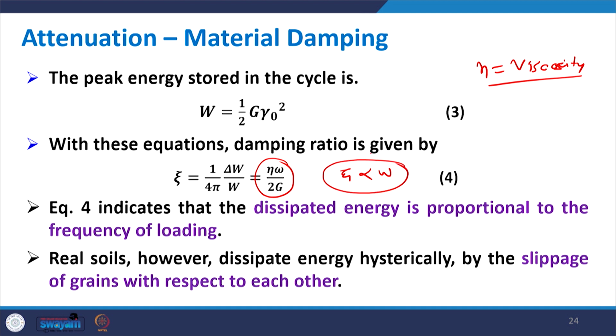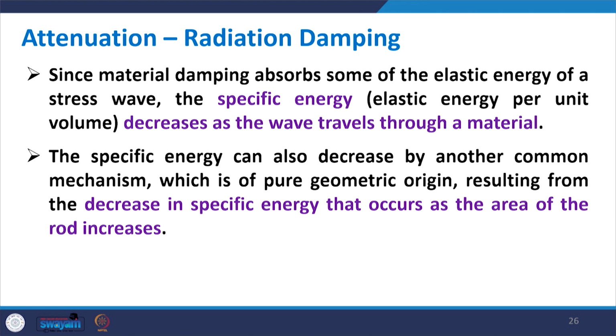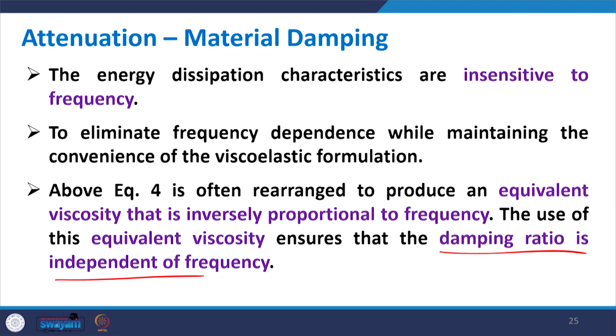However, when experiments were conducted on real soil, it was found that the damping ratio is independent of the frequency. To make the damping ratio independent of frequency, another form is used, which is called hysteretic damping. In hysteretic damping, the damping ratio is not dependent on frequency. So for soil it is more applicable than viscous damping. Viscous damping is more suitable for concrete and steel. So this was all about material damping, the first part.